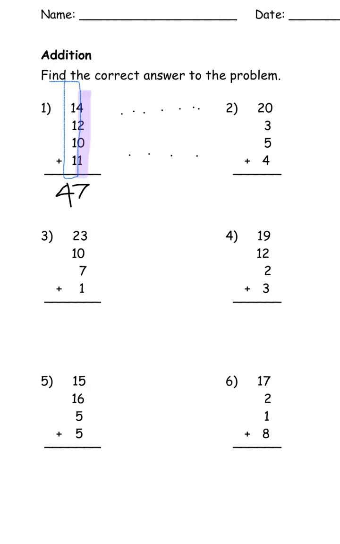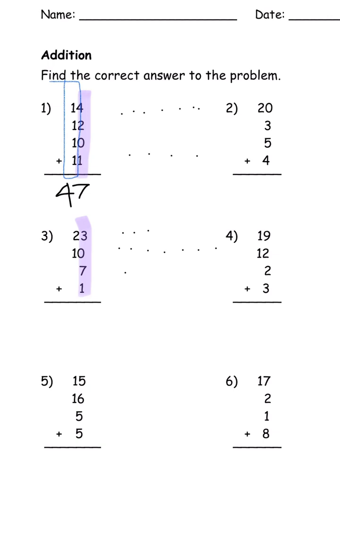Now the next one, we're going to try number 3. We have 23 plus 10 plus 7 plus 1. So again, just like every time, we have to first add our ones place. So 3 plus 0 plus 7 plus 1. 1, 2, 3 plus 0. We're not adding anything. Plus 7. 1, 2, 3, 4, 5, 6, 7.